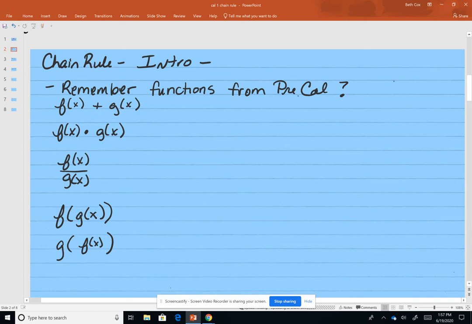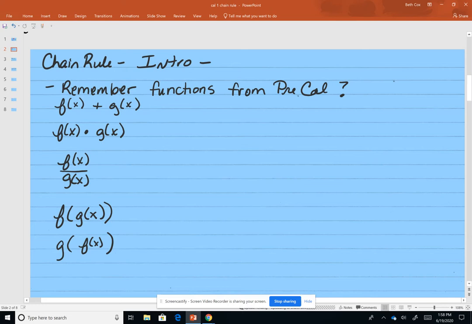Do you remember back in pre-Cal, when you learned about functions? You learned that you could add two functions, subtract two functions, multiply them, and divide them. And what happened when you added, multiplied, and divided these two functions is you created technically a third function. You also learned how to compose functions and created a third function. So let's look at this.